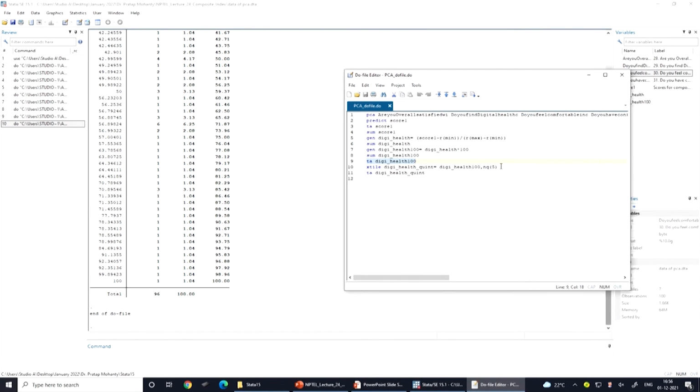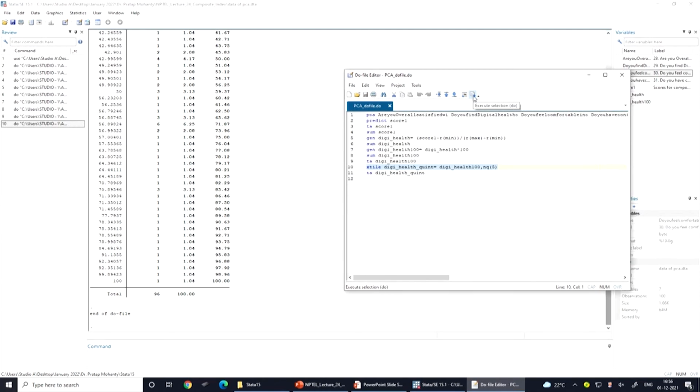So the command here is called xtile, with a new variable name we have defined. We are defining this index in quintiles, in 5 categories. The index is a number, a fraction, but we are categorizing it into 5 quintiles. So NQ5 is given. If you want to keep it to 3 categories, then NQ3 has to be mentioned.